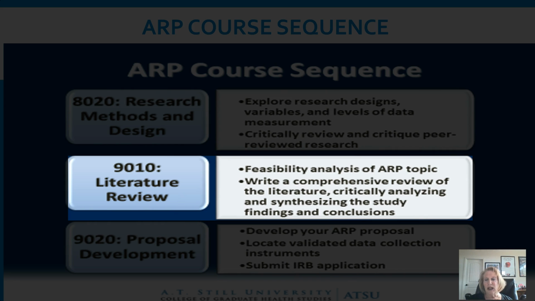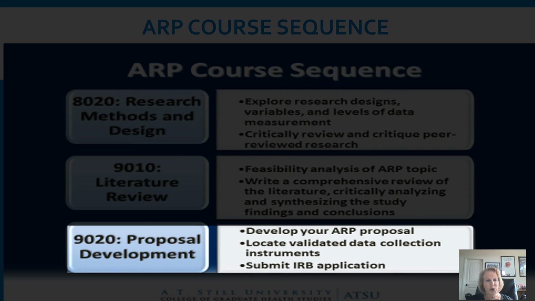Once we complete DHS 9010, we will move on to DHS 9020, which is proposal development. And this is very exciting. This is where we almost move from theory to practice. Your ARP proposal is developed, it is finalized, and we submit at the end of the quarter your IRB application so that you get permission to actually conduct your study.